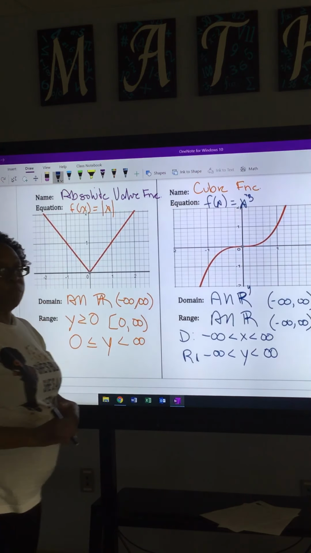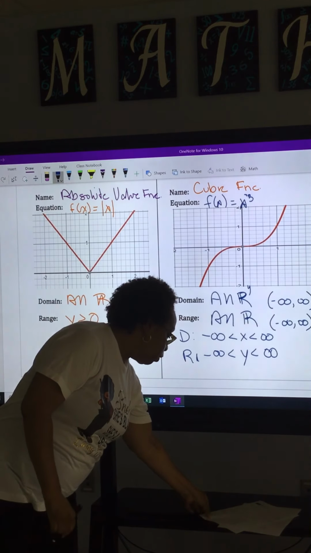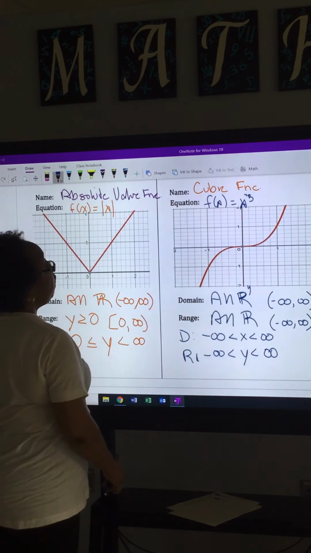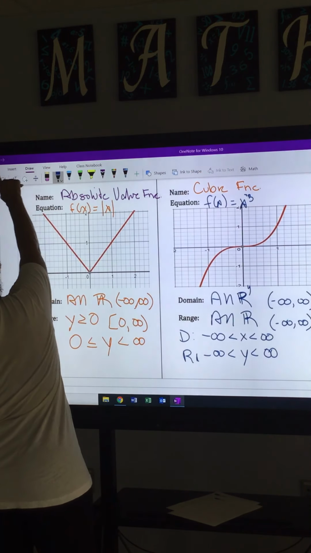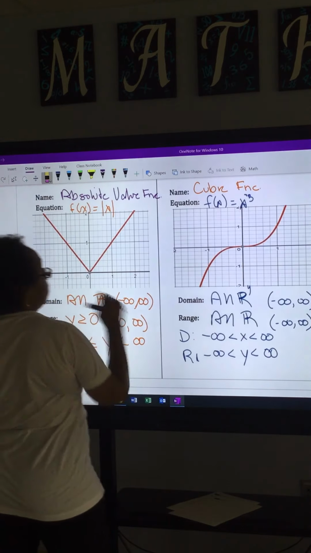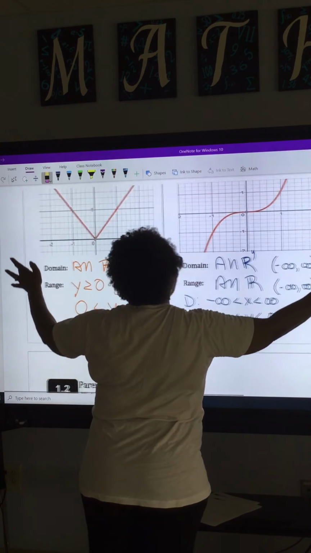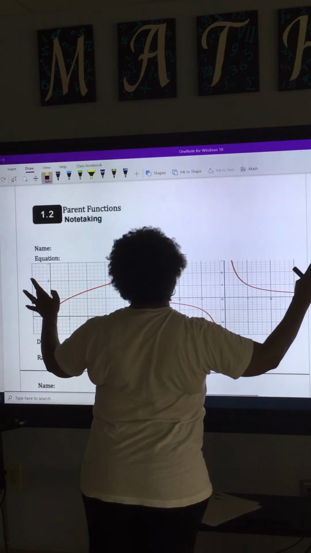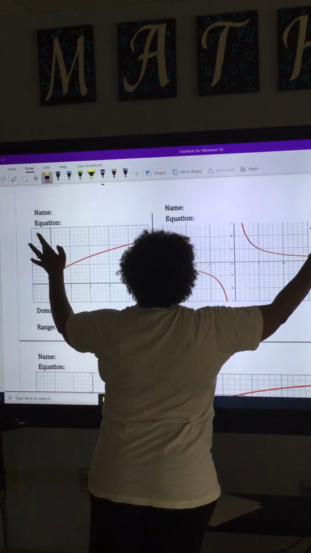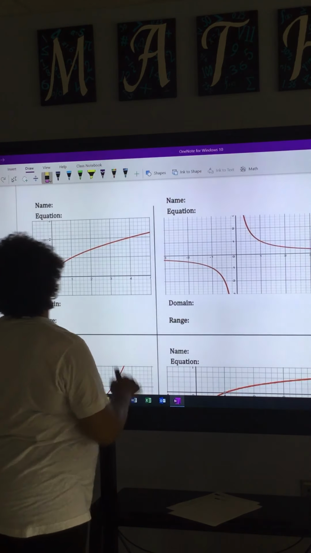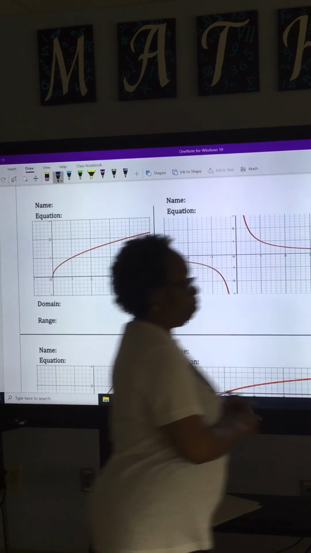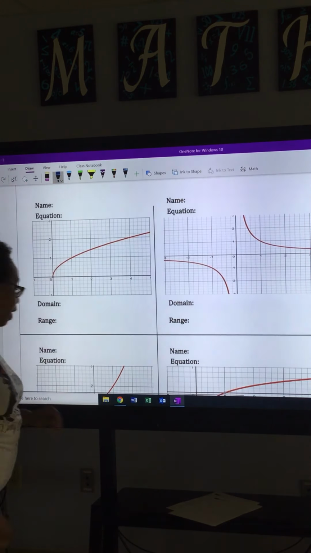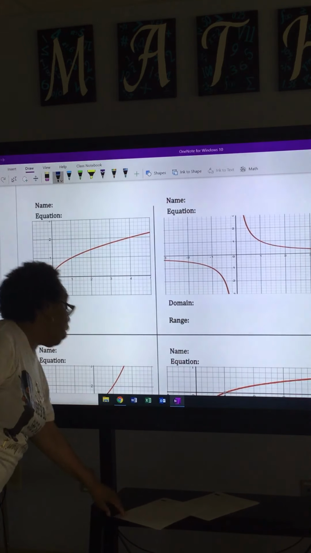There we go. Okay. All right, that's the first 4 we're going to look at. The next 4 we're going to look at, let me move my page up again. All right, here we go. Okay, the next one we're gonna look at, this is called a square root or a radical function.